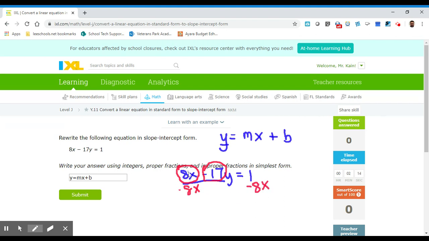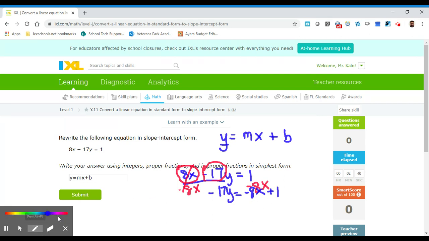Okay, because it's a positive 8x. It's a term that we need to get rid of. So subtract that 8x. Well, what do we have left on this side? We have negative 17y equals. Now the negative 8x is actually on this side now. So negative 8x is over here plus 1.